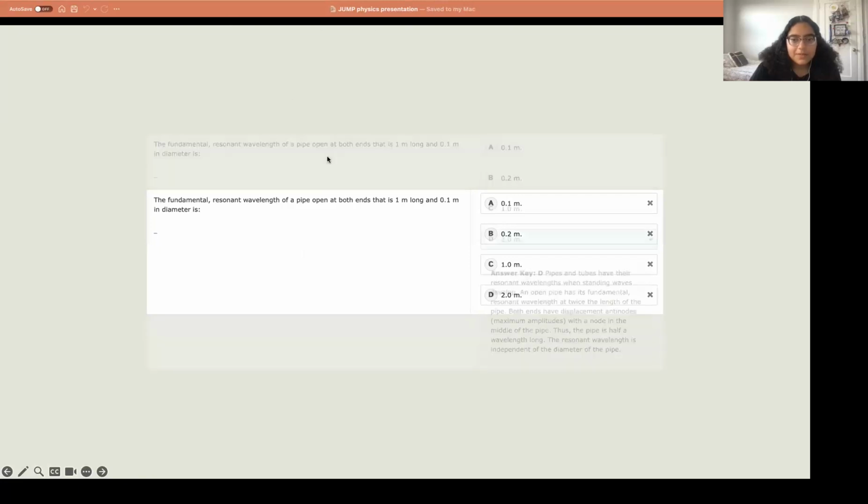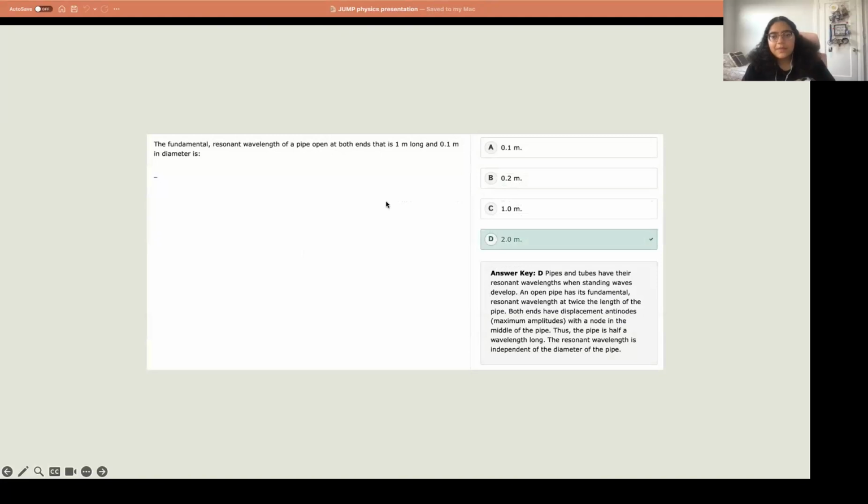All right, got some responses. So it's going to be 2 meters for an open pipe. So it's open at both ends. So the diameter, first of all, it doesn't matter. You're looking at the length. And both ends are going to have their maximum amplitudes. And so it's going to be antinodes on both ends. And so if your pipe is 1 meter long, 2 meters is going to be your whole wavelength.